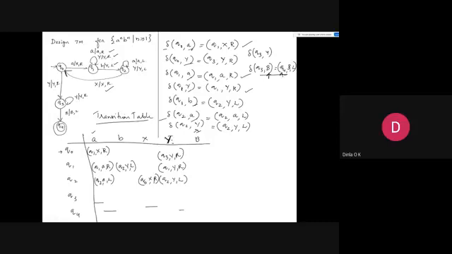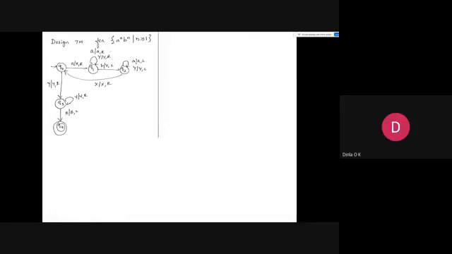So last class I gave a question. What was the question? You have to design a Turing machine for the language L equal to A raised to n, B raised to n, C raised to n, where n is greater than or equal to 1.